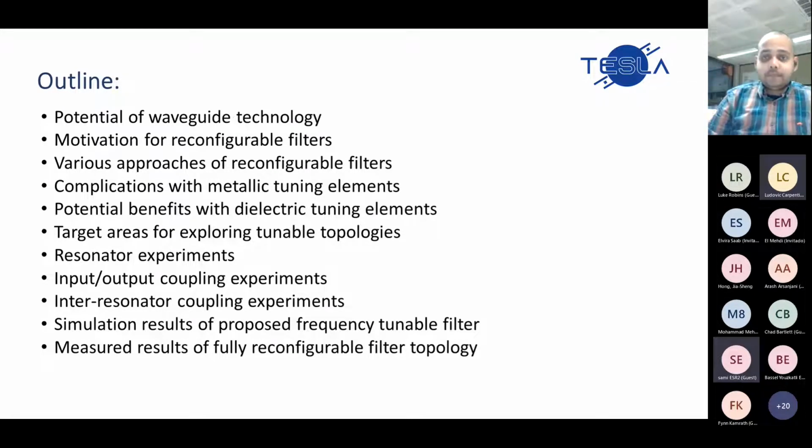Now we can outline the presentation. We will start with the potential benefit of the waveguide technology. Then we'll move to the motivation behind the reconfigurable filters. Then we will take a look at different approaches of the reconfigurable filter. Then we'll deal with the complications associated with the metallic tuning element, and then we'll take a look at dielectric tuning elements and its benefits. Then we'll move on to the experiments we have carried out with the resonator input coupling areas and the inter-resonator coupling areas of the filter. And at the end, I'll show you the simulation and the measured results of the recently designed filters by our team.